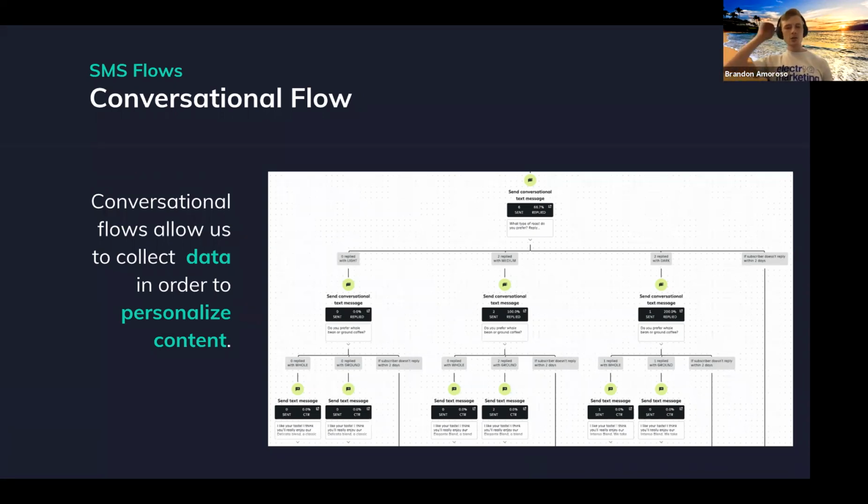And then in terms of segmentation, you just segment off of the response. So you'd say coffee preference equals medium. And that's how you would be able to segment that group.